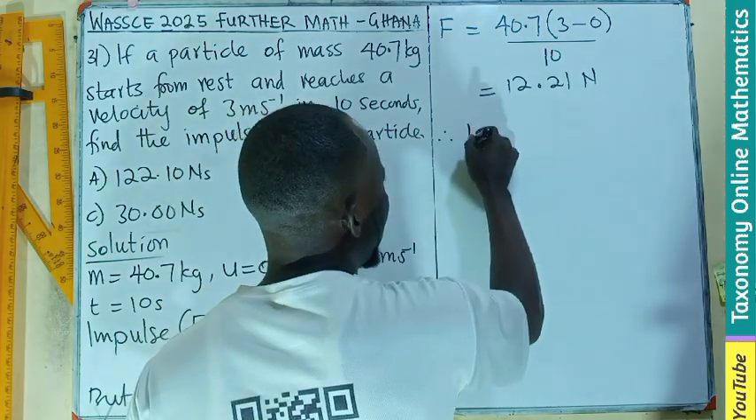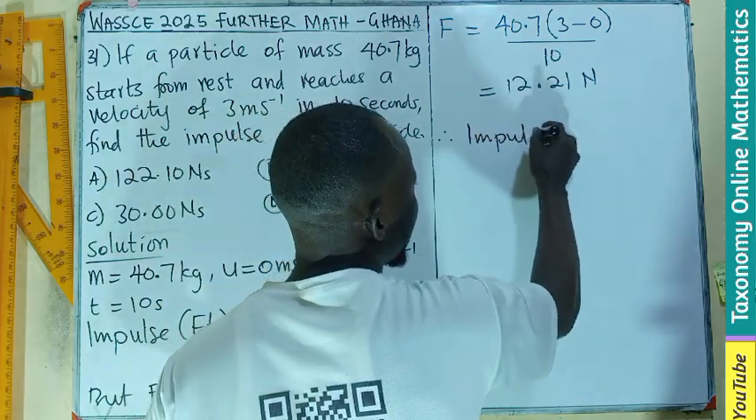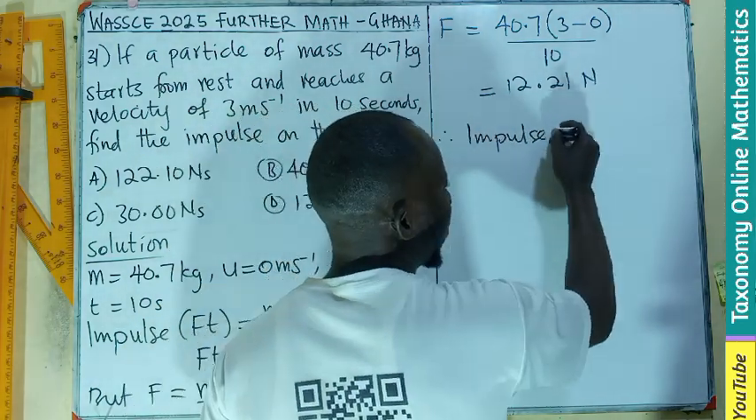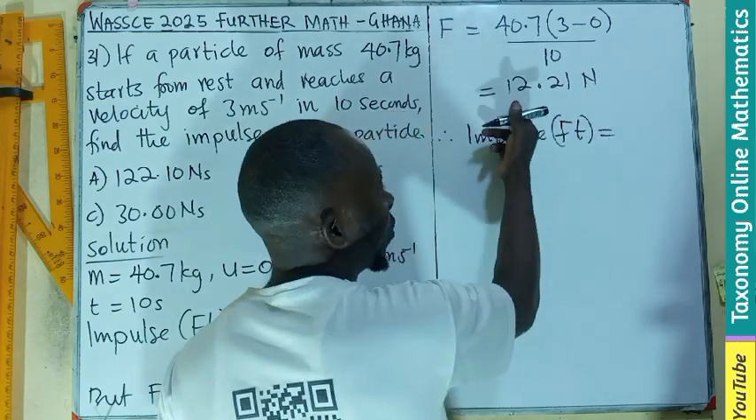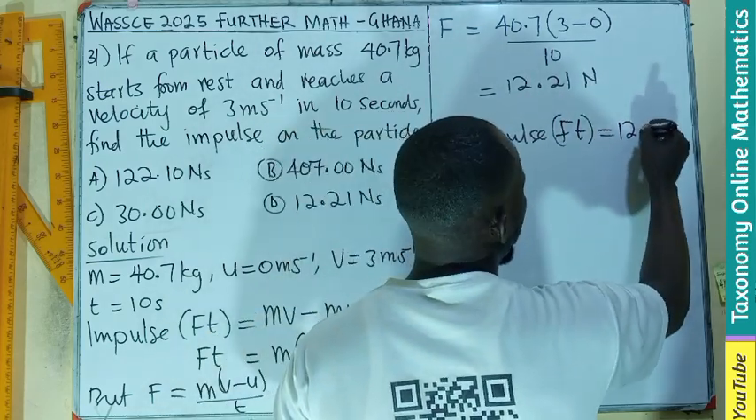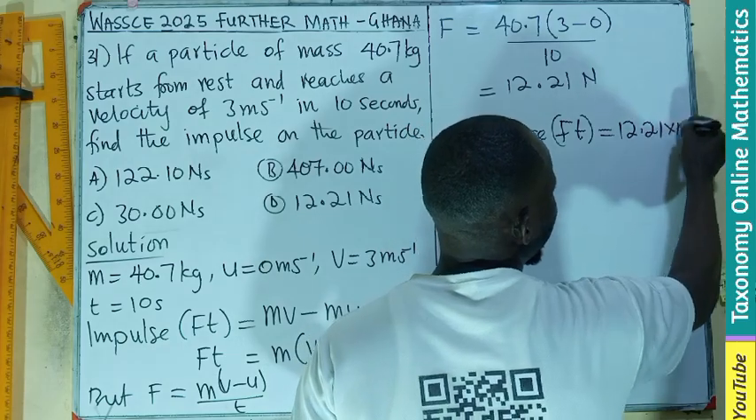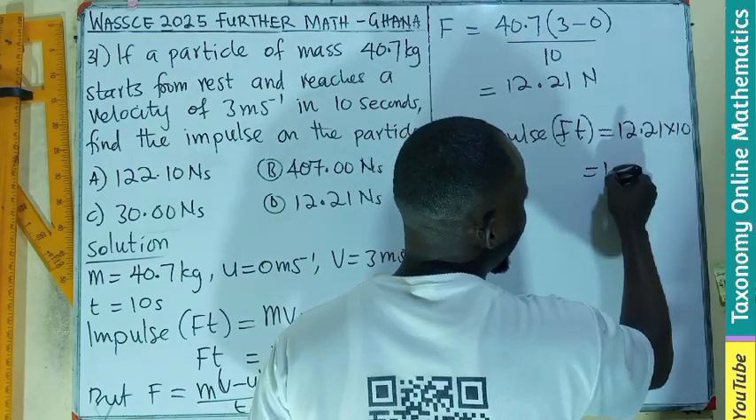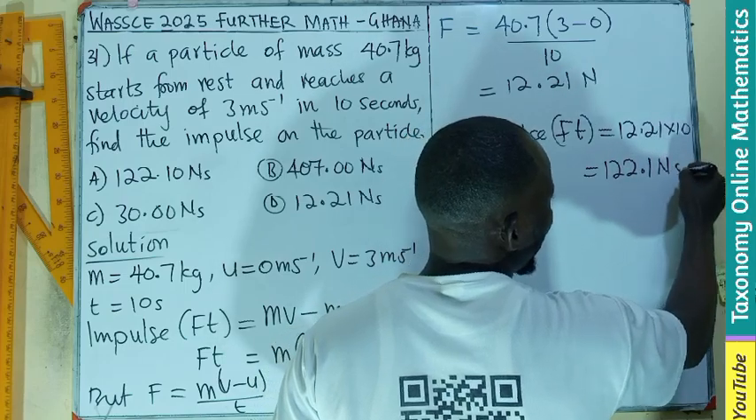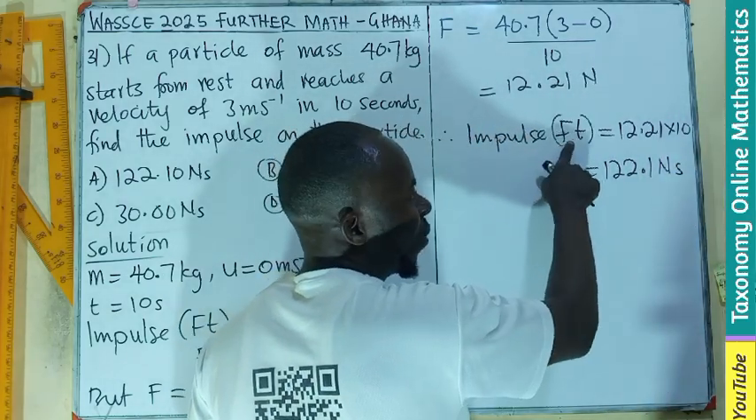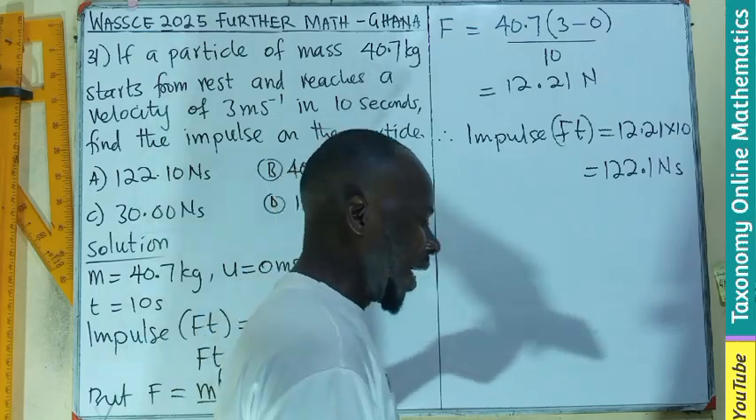So therefore, impulse, which is Ft, will become the force, 12.21, times 10, and that will give 122.1 Newton seconds. Newton is the force, and the time is in seconds.